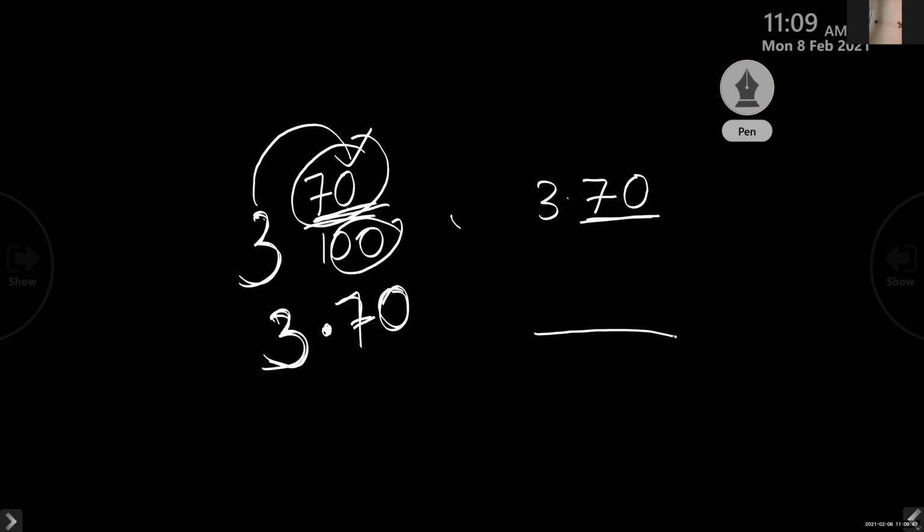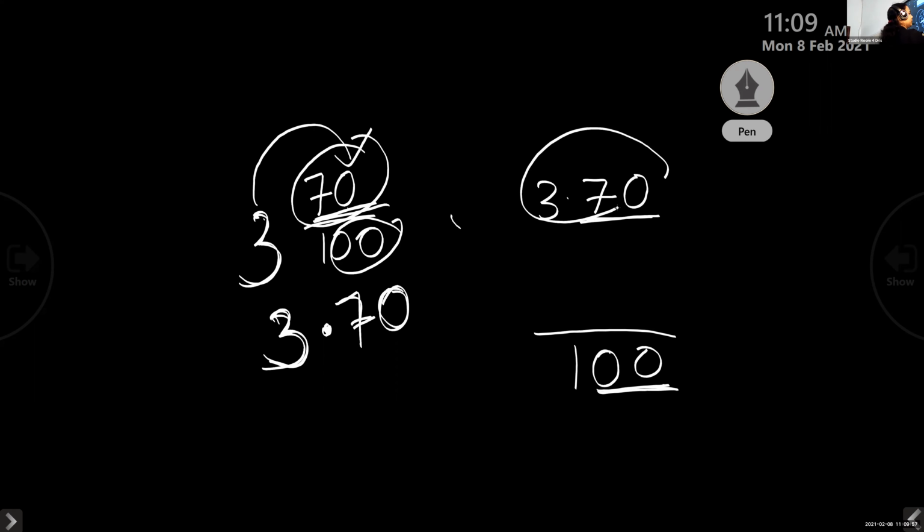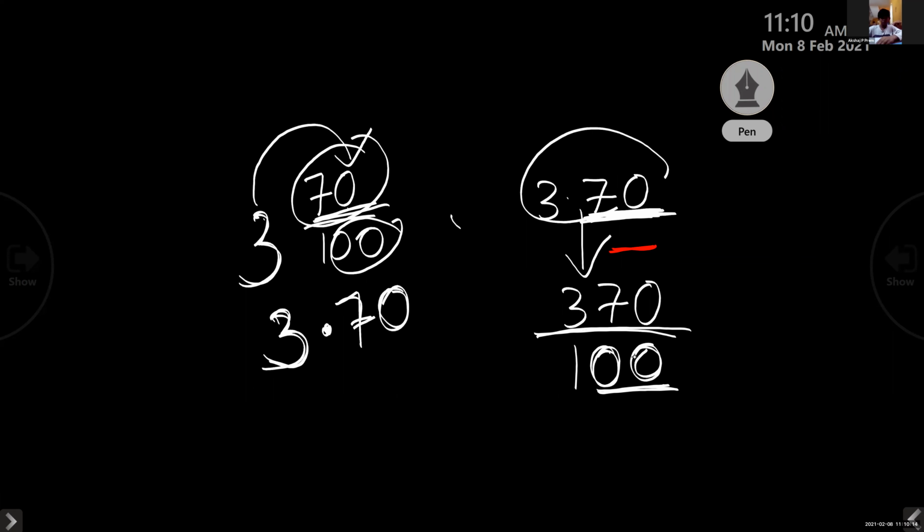So that means we are dividing by 100. We should have 2 zeros. So just write the number without the decimal point, 370. So from the decimal, how will we write the fraction? We will look at the decimal part. How many digits? 2 digits. Divide by 100. That means 1 and 2 zeros.